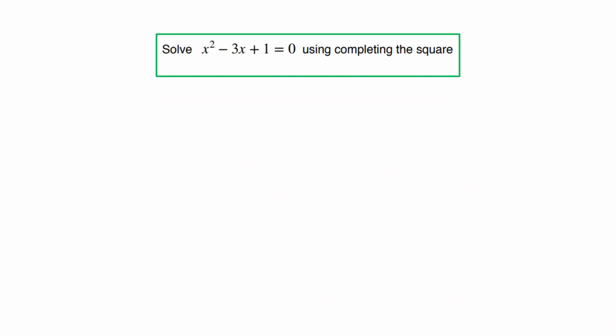Now the question asks you to solve x squared minus 3x plus 1 equals 0. As I've said, we'll focus on the number in front of the x. We will do two things. We half it and we square the answer. So half the 3 is just 3 over 2. Don't write 1.5, just leave it like this, it's easier. Now square the 3 over 2. It's going to be 9 over 4. 3 squared is 9, 2 squared is 4.